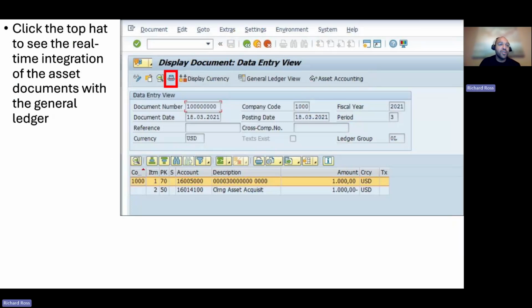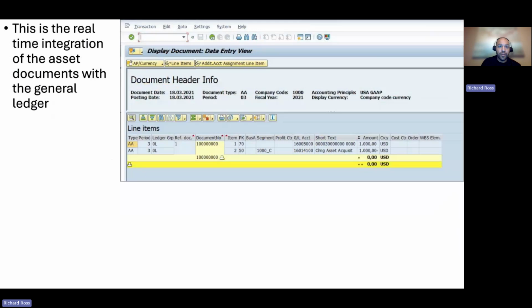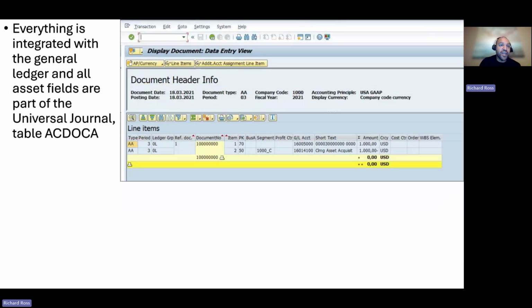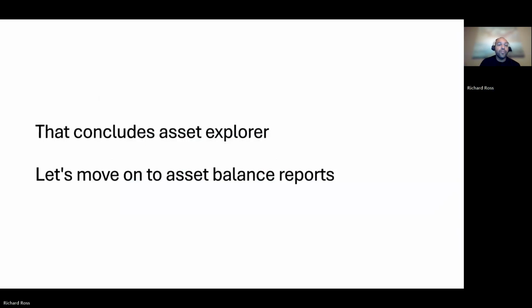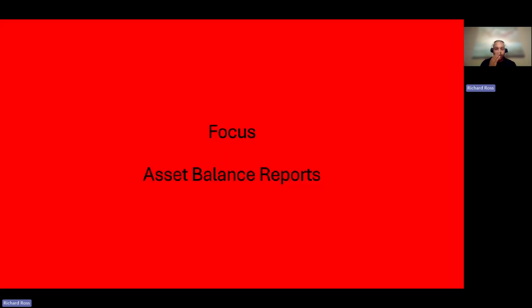Click the top hat to see the real-time integration of the asset documents with the general ledger. This is the real-time integration of the asset documents with the general ledger. Everything is integrated with the general ledger, and all asset fields are part of the Universal Journal Table ACDOCA. That concludes Asset Explorer. Now, let's move on to Asset Balance Reports.